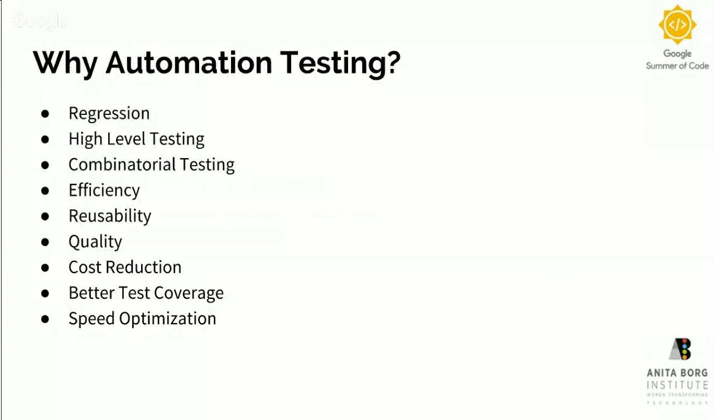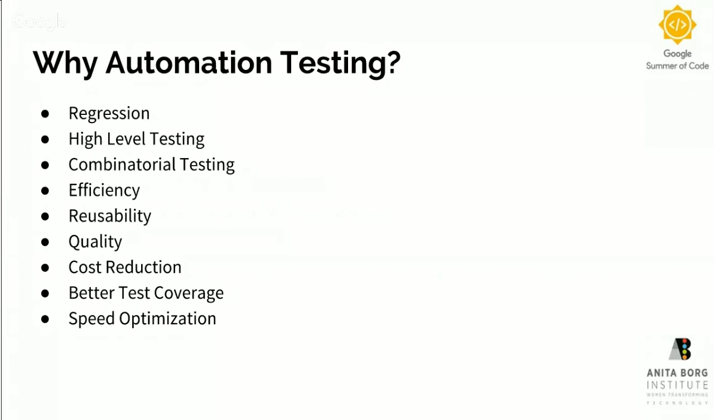So first of all, why do we go for automation testing in the first place? It has a lot of advantages over manual testing. The first of it is regression. When a web application is developed, new features keep coming up, so we need to ensure that the old features are stable. That is one of the reasons why we go for automation testing. It also enables us to do high-level testing, like a user would use that application.